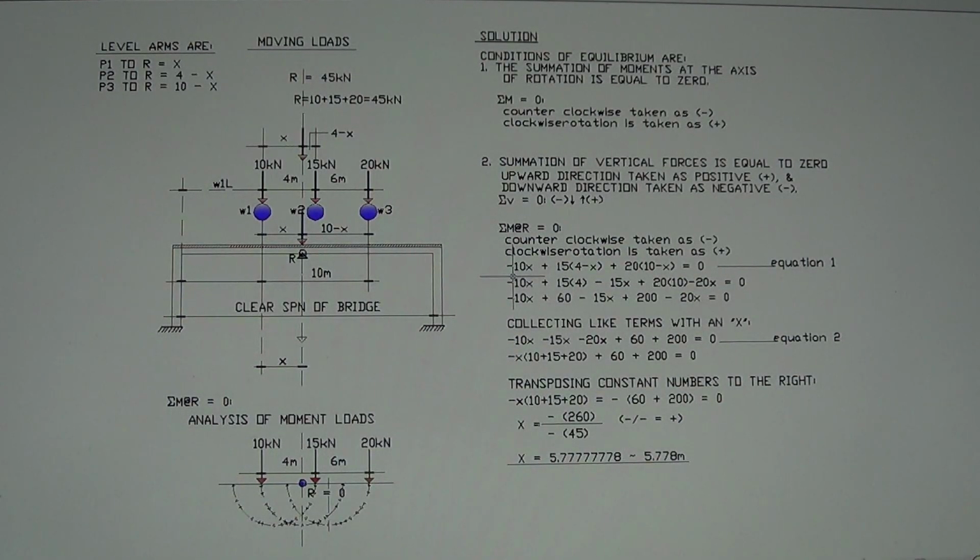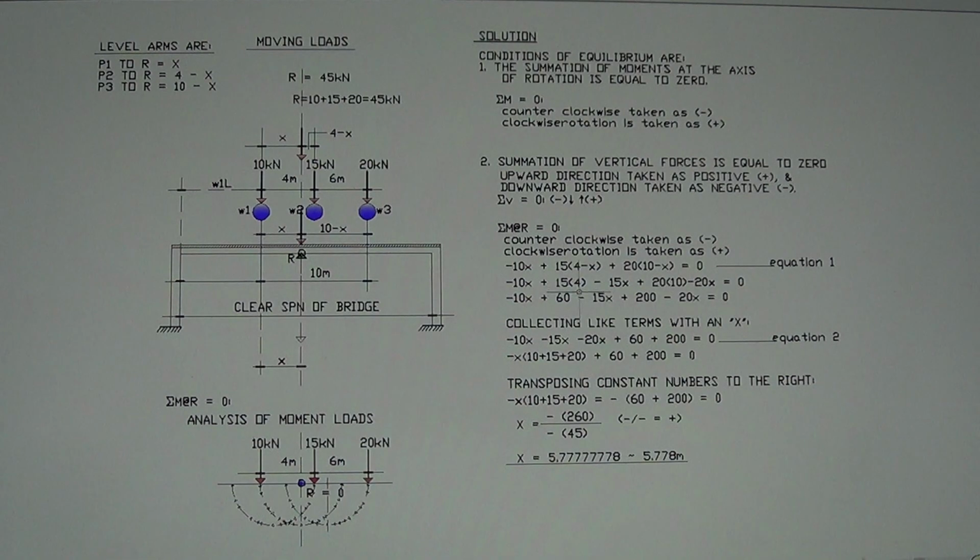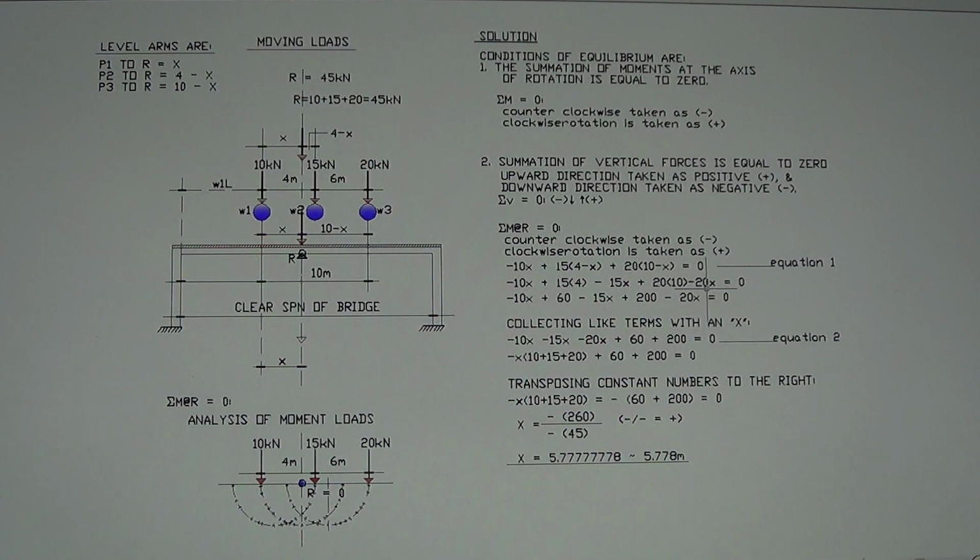Alright, simplifying all this: 10x plus 15 times 4, and then x times 15 equals minus 15x, plus 20 times 10 is right here, and then 20 times minus x equals minus 20x, equal to 0. Simplify again. Now 15 times 4 is equal to 60, and then 15x remains as 15x, and then 20 times 10 equals 200, minus 20 times x is equal to 0.